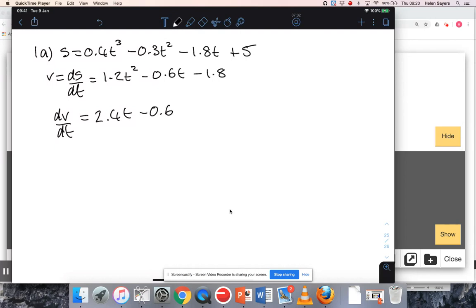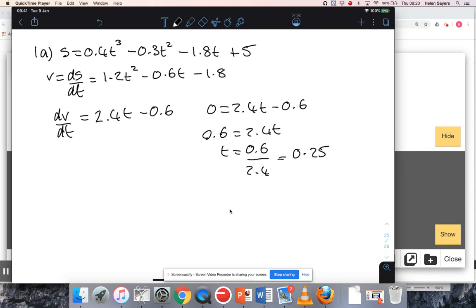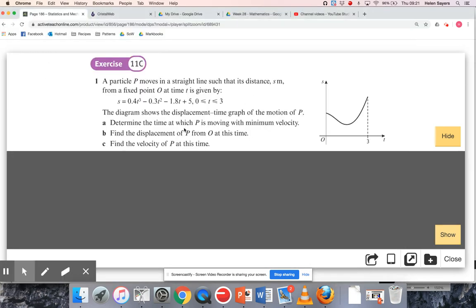So when is that a stationary point? Okay, so that's going to be a quarter. I haven't actually clarified that's a minimum, so let's go back to the question: determine the time at which P is moving with a minimum velocity.